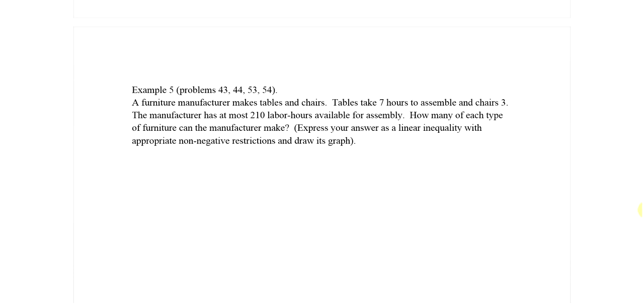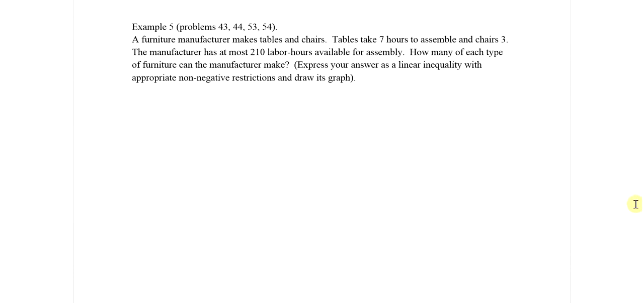Okay. And here's where we actually start doing some word problems, right? A furniture manufacturer makes tables and chairs. Tables take 7 hours to assemble. Chairs take 3 hours to assemble. And every day, the manufacturer has at most 210 labor hours available for assembly, right? So maybe there's 105 people, and they can each work 2 hours, and that would give you 210 labor hours. Okay, so how many of each type of furniture can the manufacturer make? The question has got a lot of possible answers.